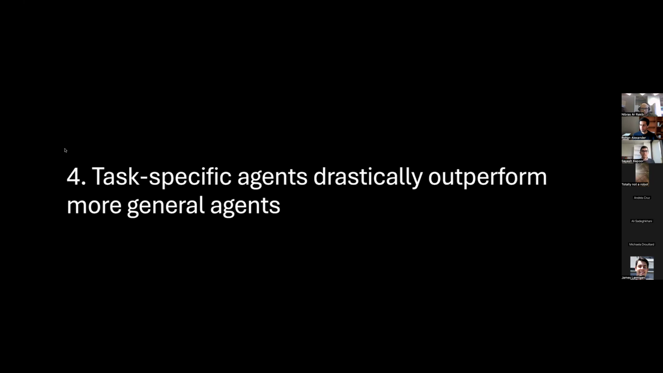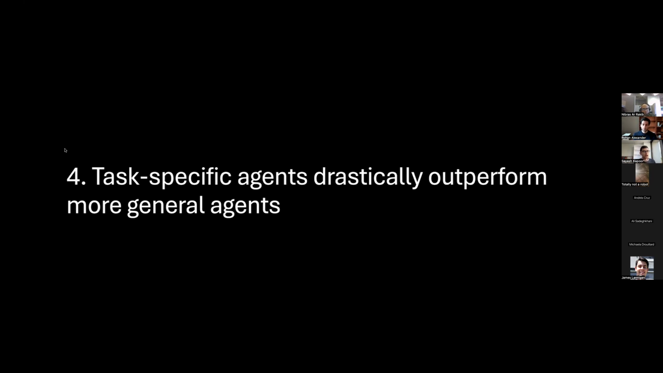Okay, this brings me to my fourth point, which is that task-specific agents drastically outperform more general agents. And here's what I mean by that. In the past few months, we've seen many claims that the same agent can be used for solving a number of different kinds of tasks. And I think this has been a trend. If we look back in machine learning, this has always been a trend. They're always aiming for more generality.